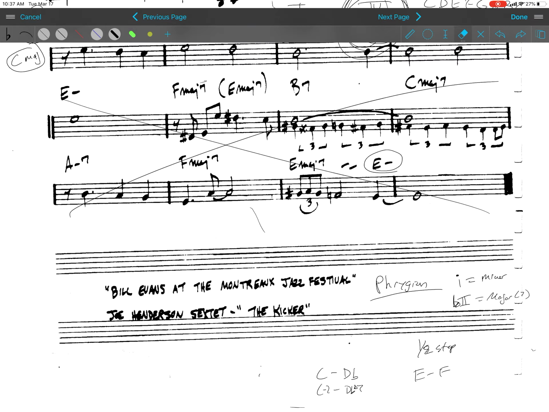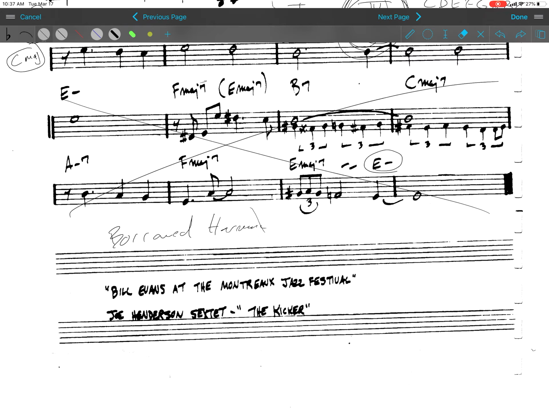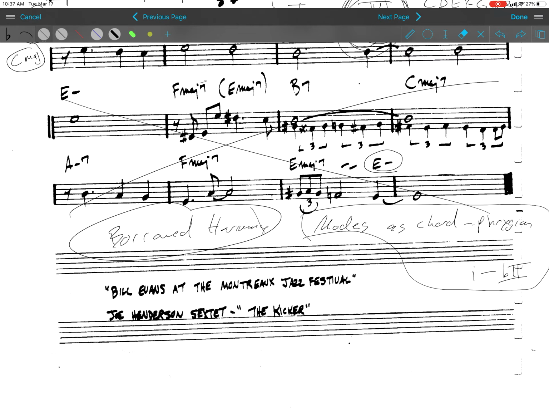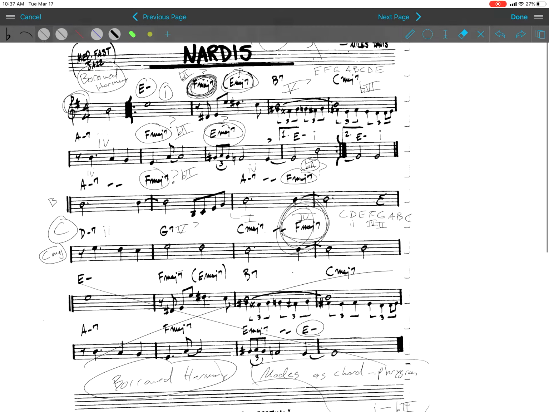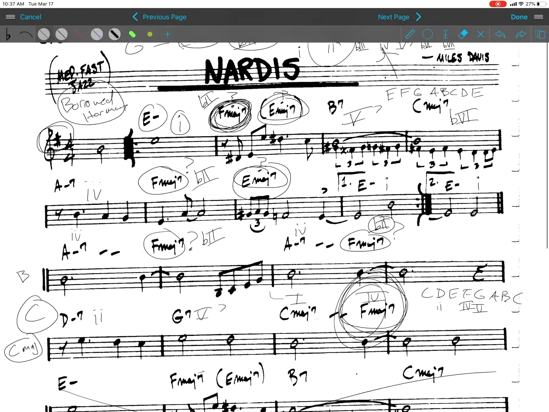So if we were to summarize all what we learned in this tune, we learned about borrowed harmony, which means borrowing parallel tonality from other keys, or from the same key. We learned about using the modes as chord progressions, in this case Phrygian, which has 1 to flat major 2. It's a big deal with that. I guess that was it actually. Yeah, it's a relatively simple tune.